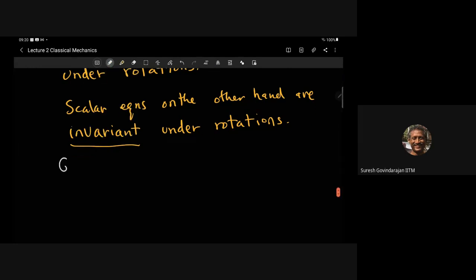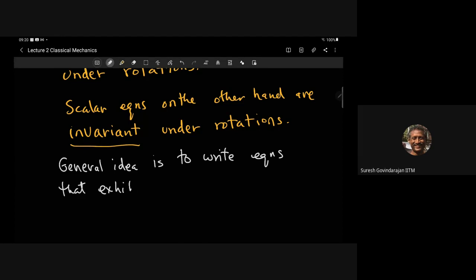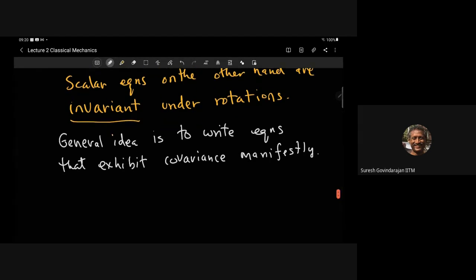The general idea is to write equations that exhibit covariance manifestly. For instance, for Maxwell's equations, this was not done by Maxwell.